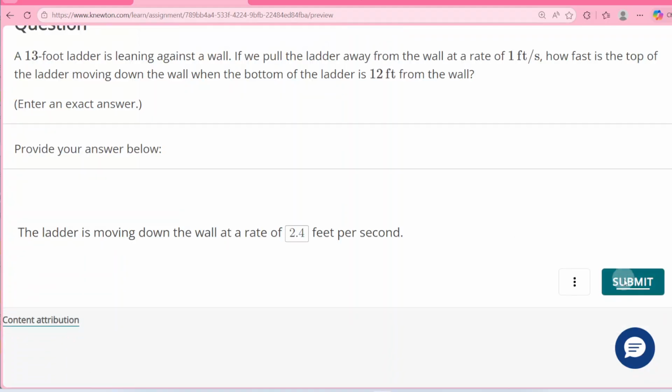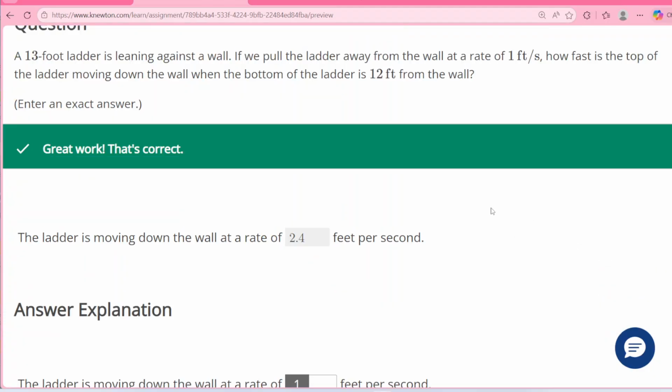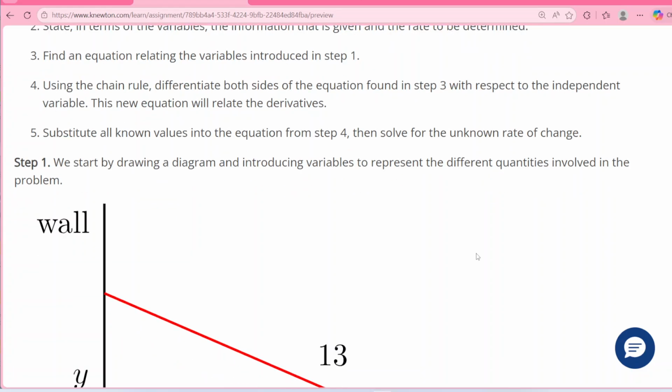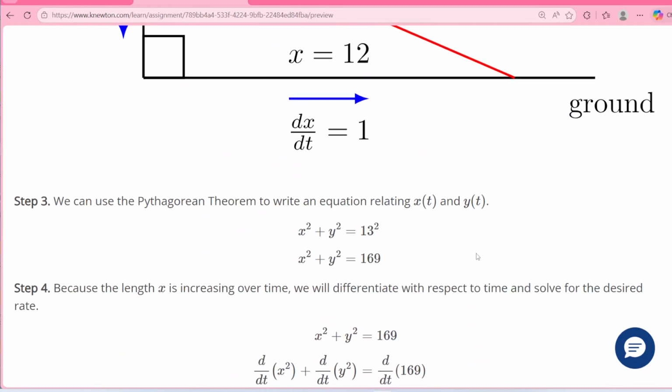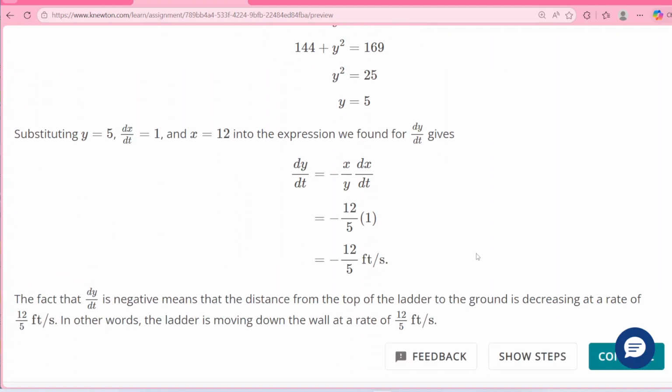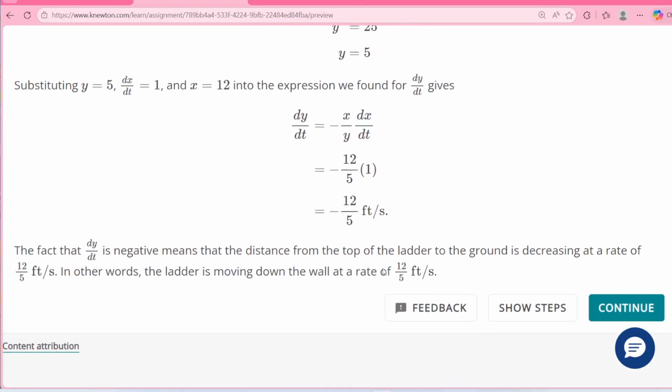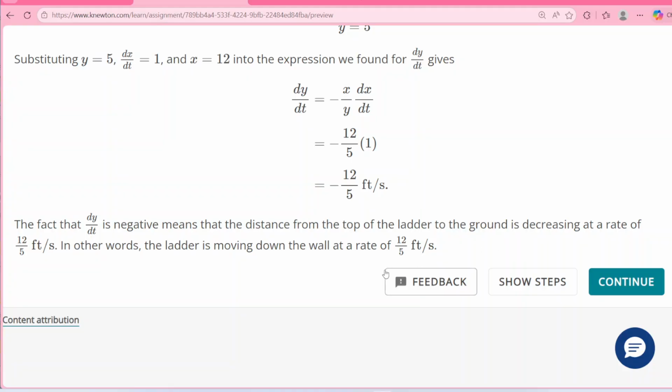So let's see if that works out. Yeah. Because they already said it's moving down, I just put a speed here. It's moving down at this speed. Moving down implies that the distance is decreasing. Let me go through all that here and find, see, it's negative 12 fifths, right? Okay.